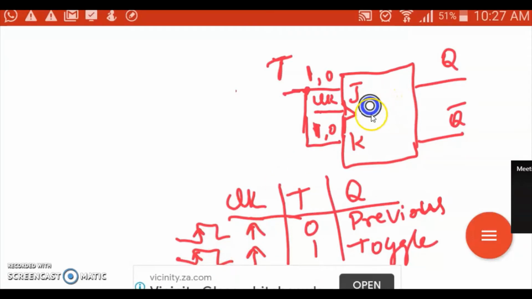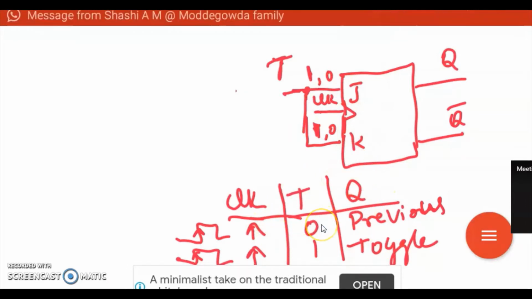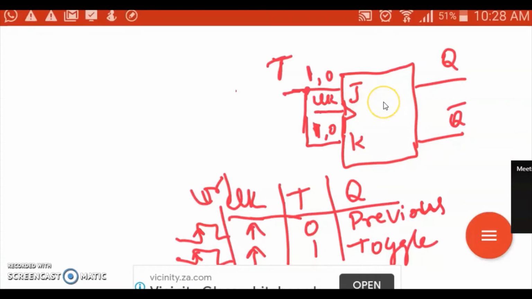So upon this JK, we know how to work with the T flip-flop. You need to write this block diagram, the truth table. Either write one of these, okay? Don't write both of these. And then you have to write the timing diagram. How to write the timing diagram? First write the clock inputs.